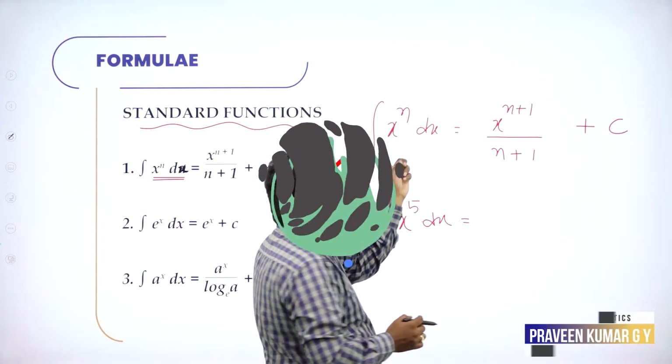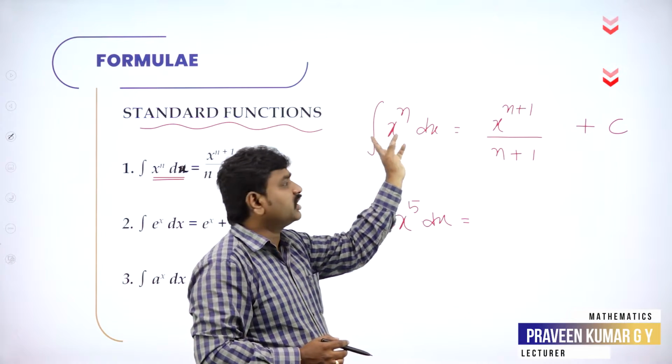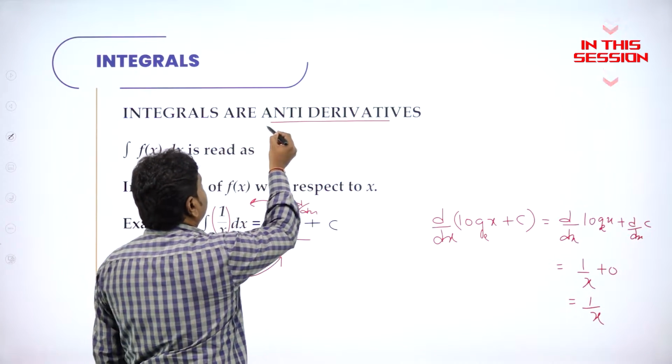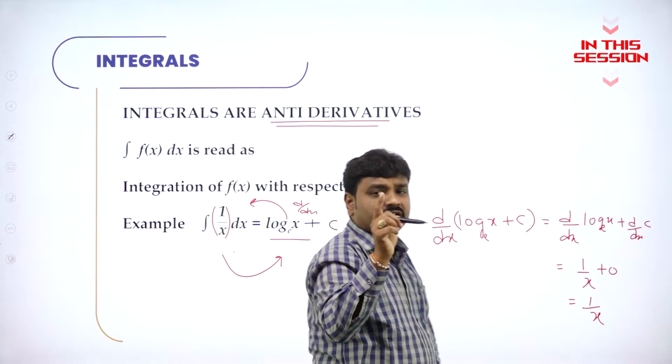Answer is what? It is in the form integration of exponent dx. What is integration of exponent dx? Exponent plus 1 by n plus 1. So that's why we use the term antiderivatives. Integrals are also called antiderivatives.